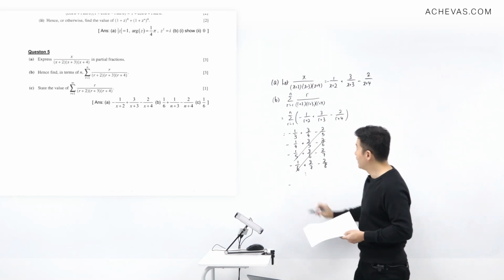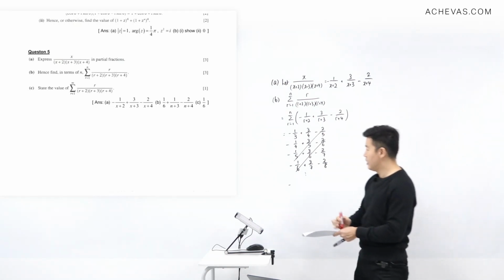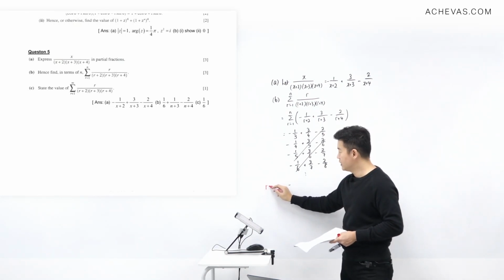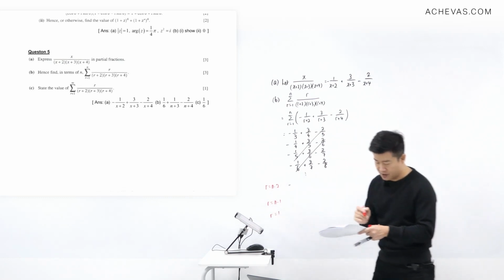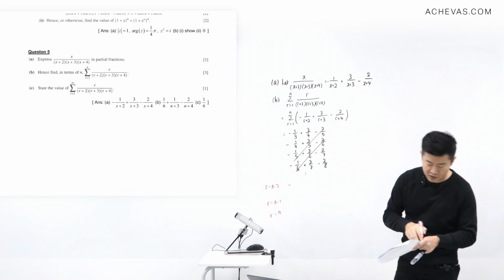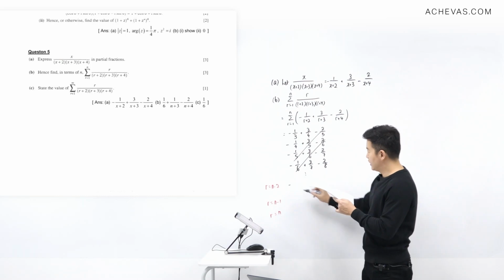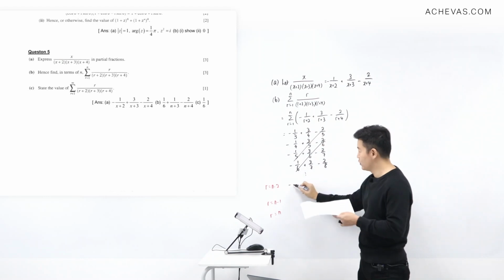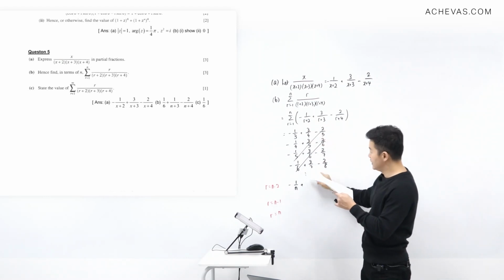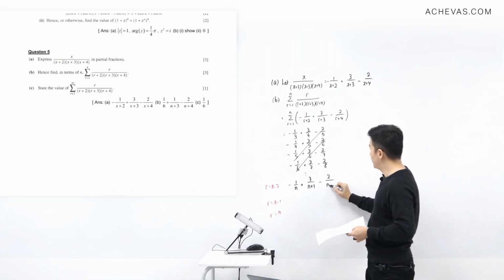The third last row is when r is equal to n minus 2. Let me write it down here. So this is when r is equal to n minus 2. And the other one, I'm going to go for r equal to n minus 1. And the final one is going to be r equal to n. So let's try this. When r is equal to n minus 2, we will have minus 1 over n, when r is n minus 2 plus 2. And then this will be 3 over n plus 1, then minus 2 over n plus 2.